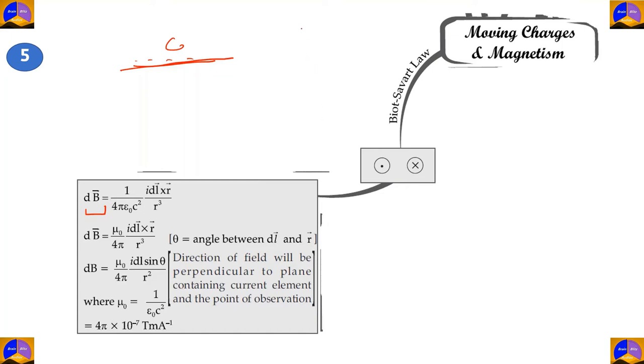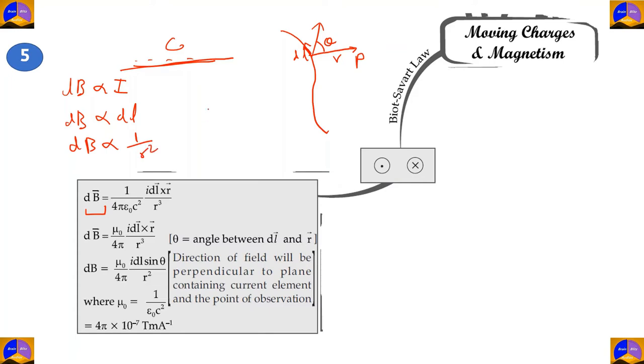So in the Biot-Savart's law, we have a conductor and we have a particle P present here at a distance r from the conductor. And then we have an element of the conductor dl. And we have an element of current here. And then there is an angle theta between the distance and the element of current. So according to Biot-Savart's law, the magnitude of the magnetic field dB will be proportional to I, it will be proportional to dl, it will be inversely proportional to r square, and it will also be proportional to sine theta.